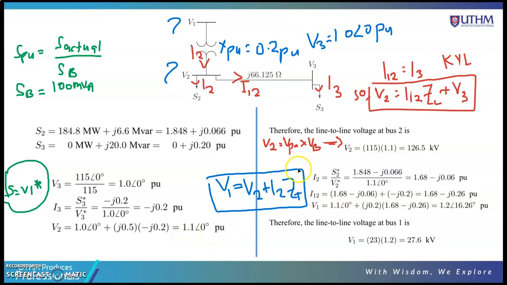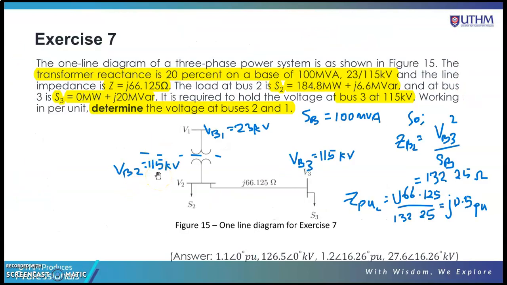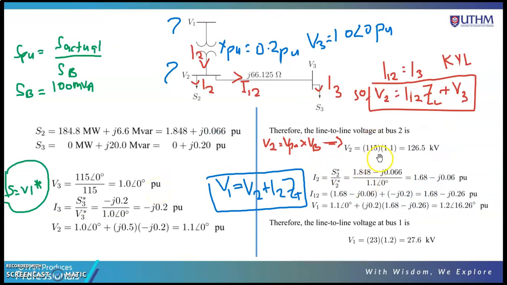So how to convert this value to the actual value? The line to line voltage at bus 2 equals 1.1 per unit. You can convert to the actual value, because we know that V actual equals V per unit times V base. In this case our V base equals 115 kilovolt. So 115 kilovolt times 1.1 gives the actual value of V2.